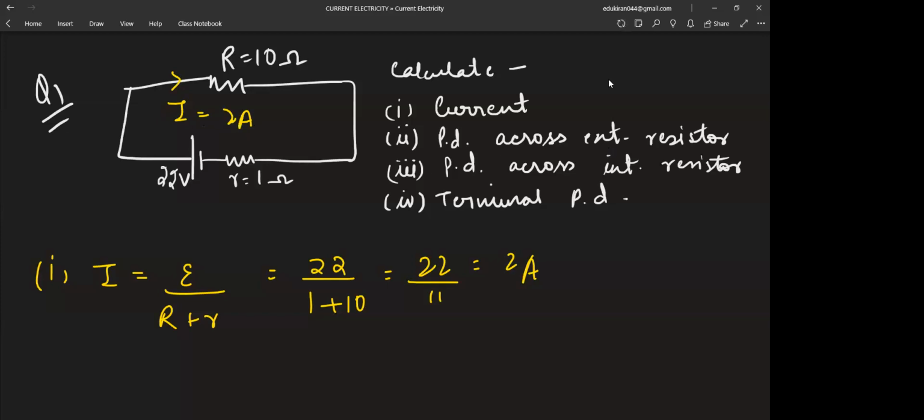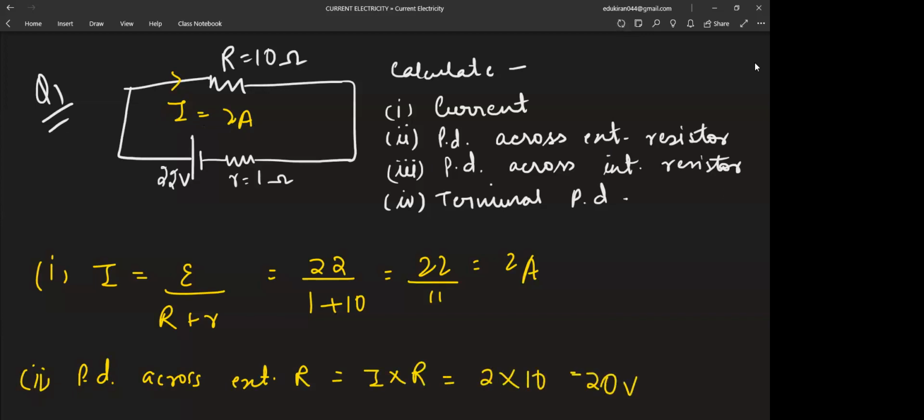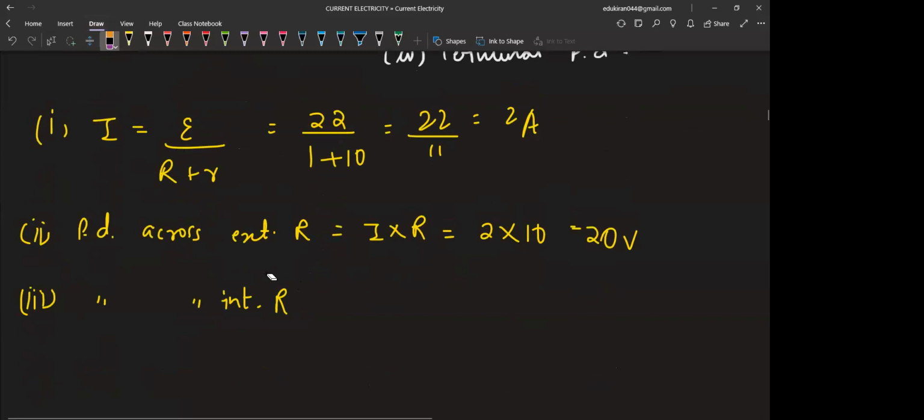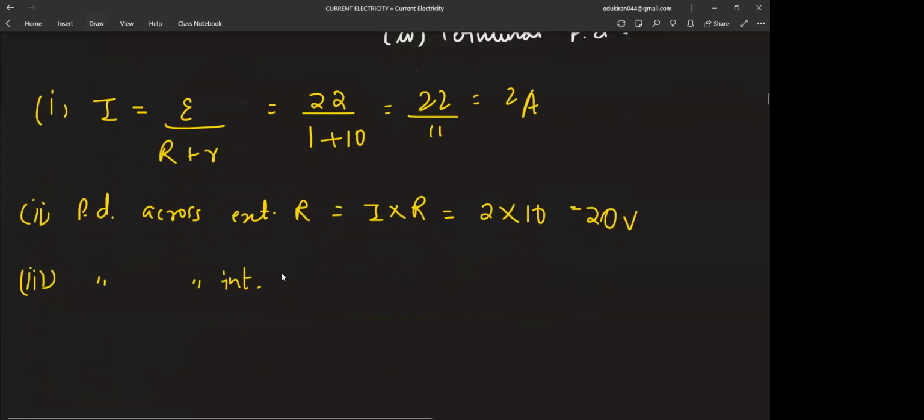Then the potential difference across the external resistor. When we are calculating, that is I into the external resistance. So it is 2 into 10, which is equal to 20 volts. Third is across the internal resistance. So the potential difference across the internal resistance, I'll write small r so that it becomes easier for us to differentiate between capital R and small r. So this is 2 into 1, which is equal to 2 volts.